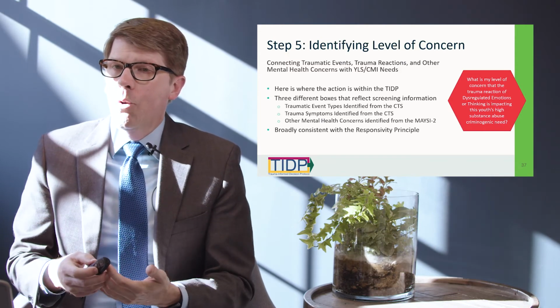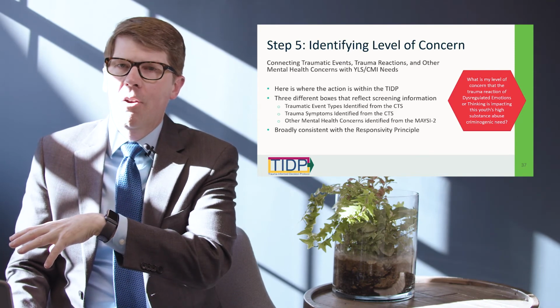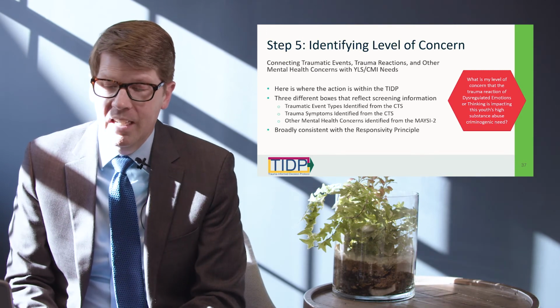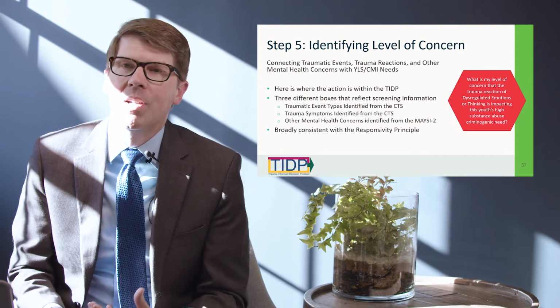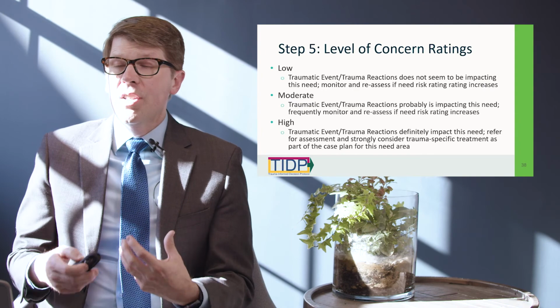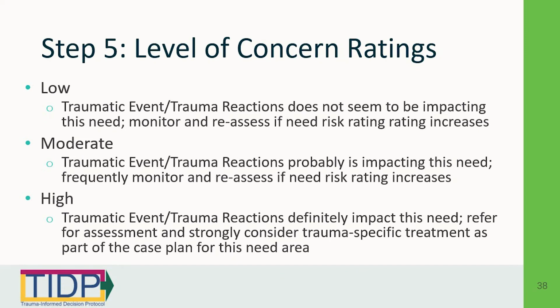And answering that question about each of the yes endorsed traumatic events, trauma reactions, and mental health areas along all of the criminogenic needs is what's going to allow you to identify and signal concerns about responsivity factors. So this level of concern rating in step number 5 on the TIDP is broadly consistent with the responsivity principle. So let's unpack this just a little bit more. What do we mean by low, moderate, and high level of concern? Ultimately, this is your professional judgment based on the information that you have accessible to you at the time that you're completing the TIDP.